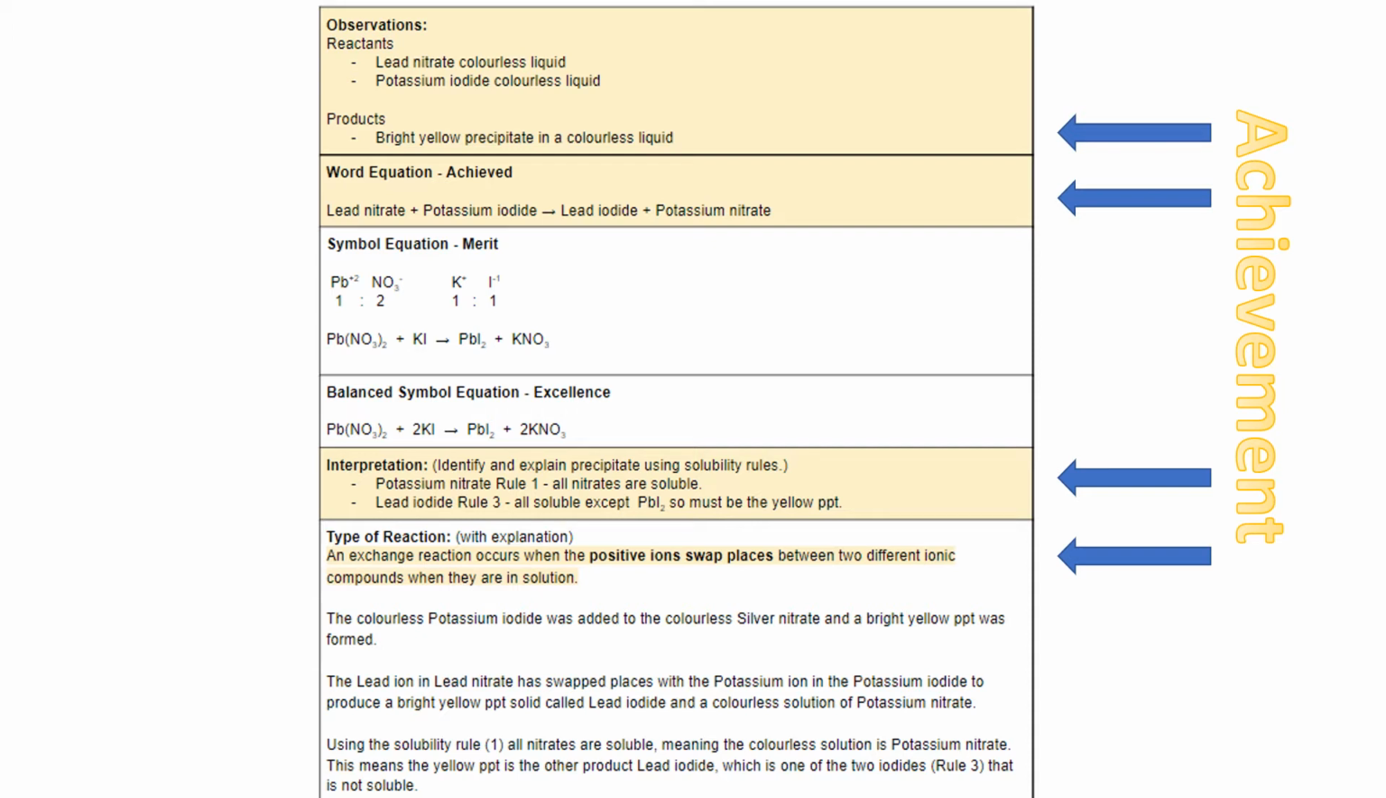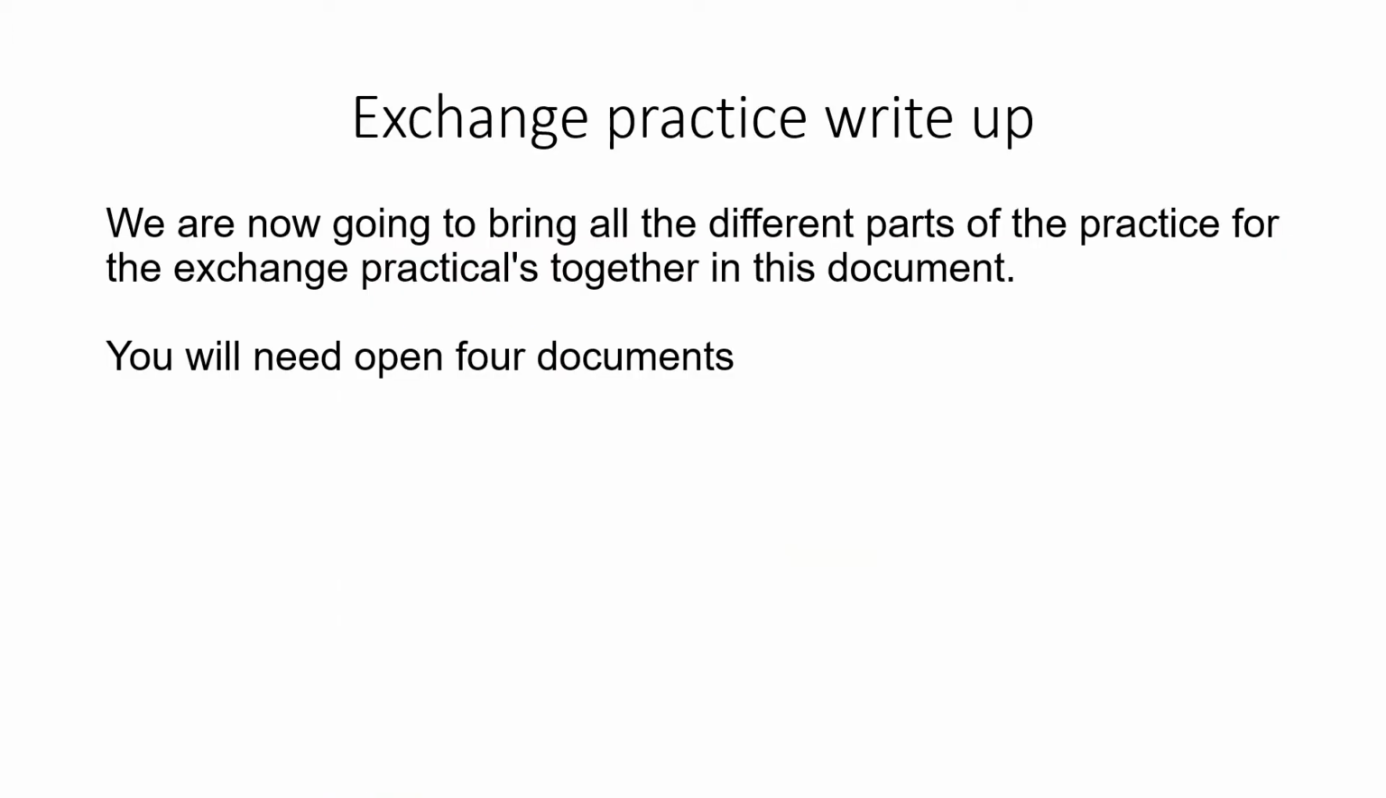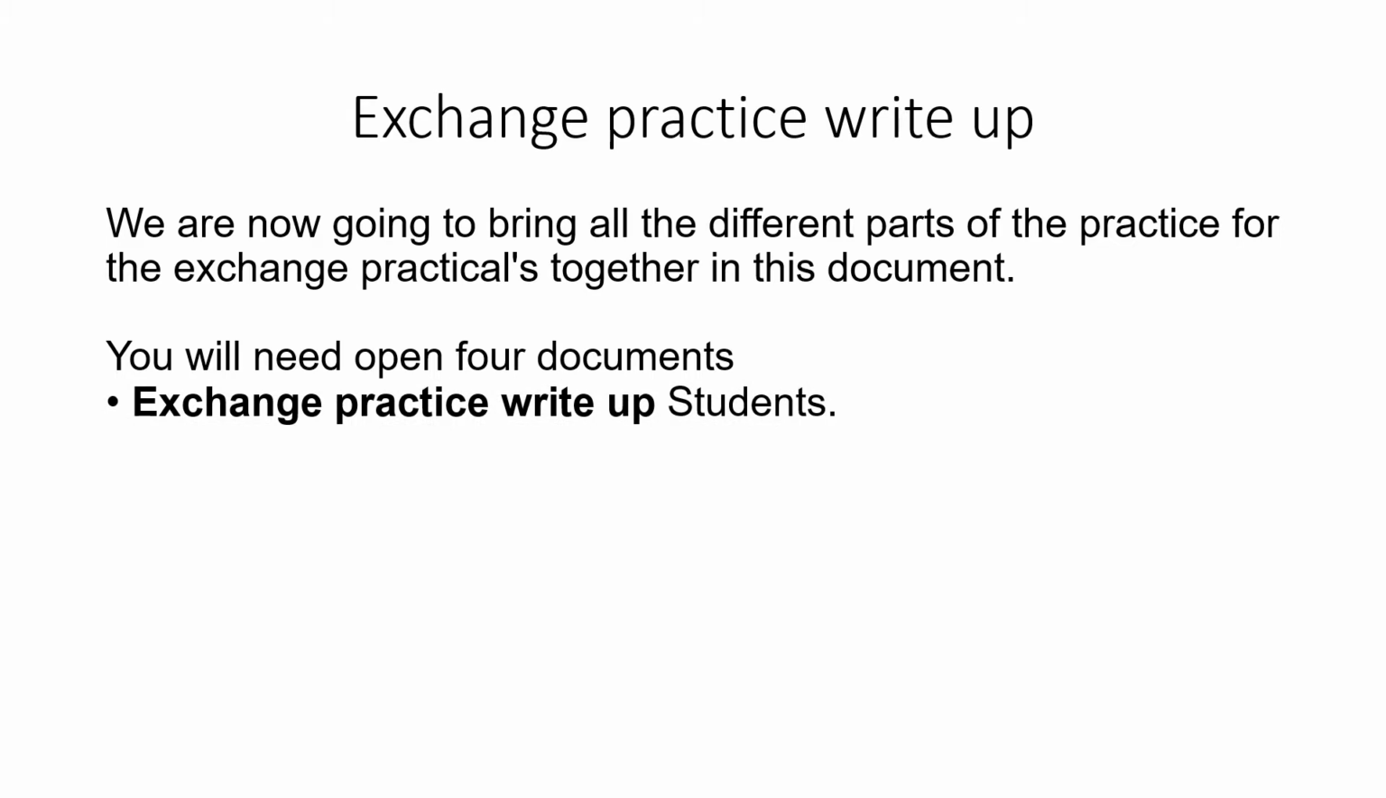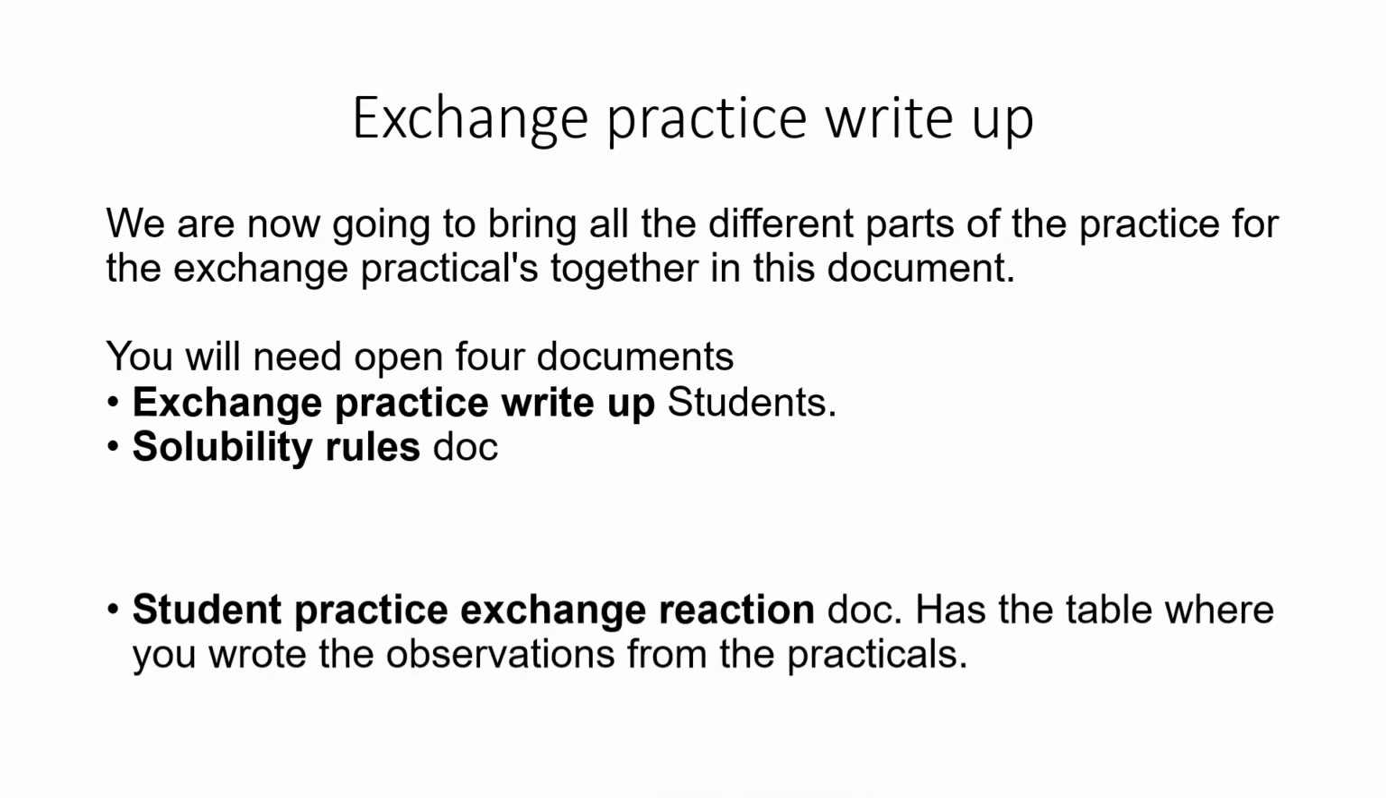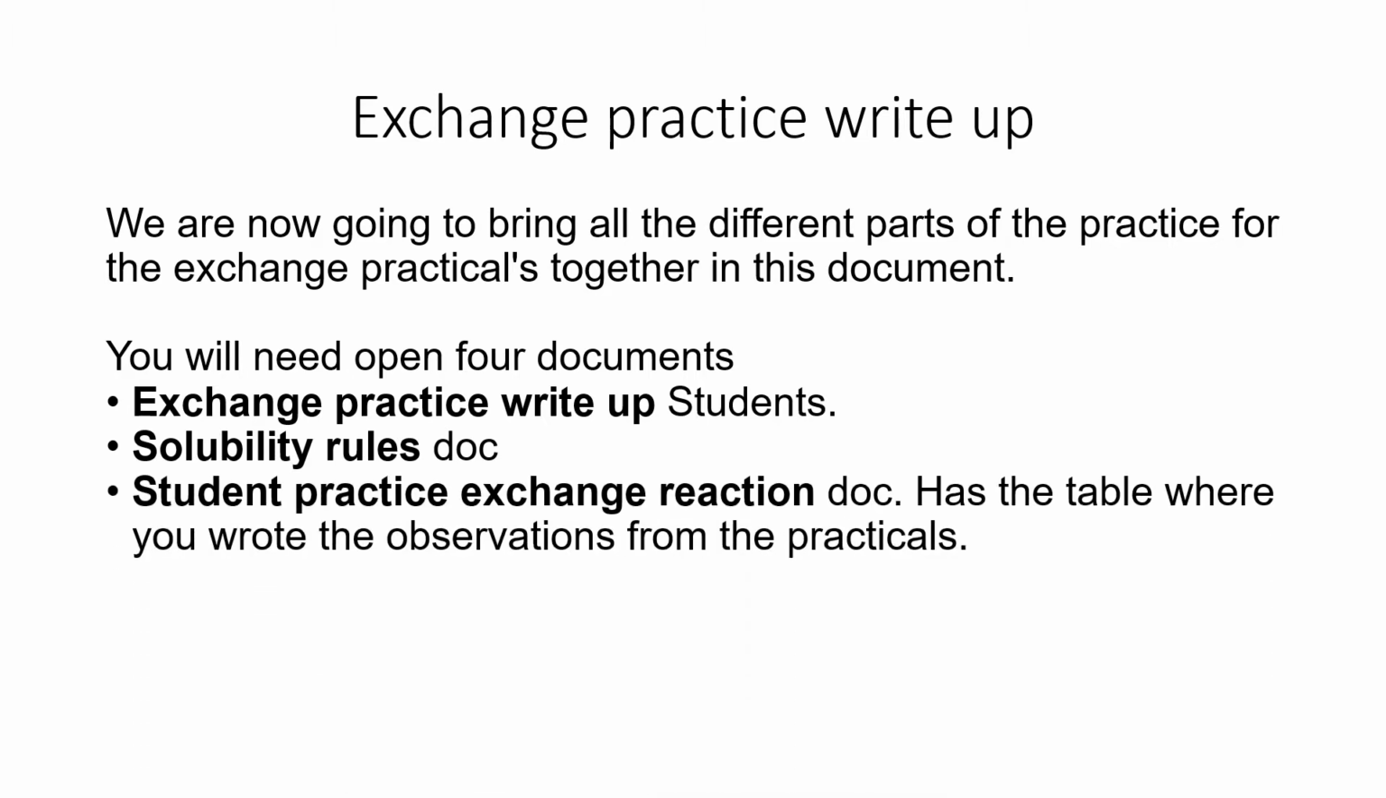Everything else is for a merit except for the balanced symbol equation, which is required for excellence, as well as an extra piece of writing. You're going to open up 4 documents. The first is Exchange Practice Write-Up for Students, the Solubility Rules document, the Student Practice Exchange Reaction document.